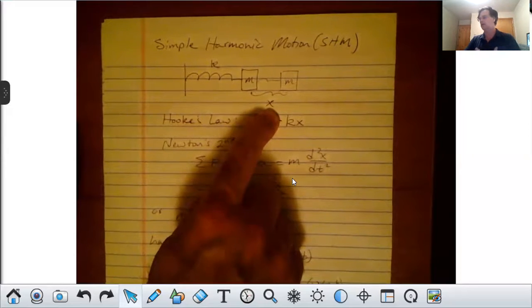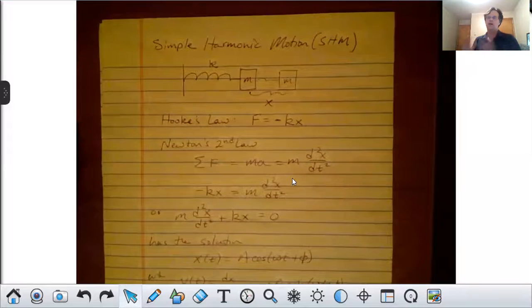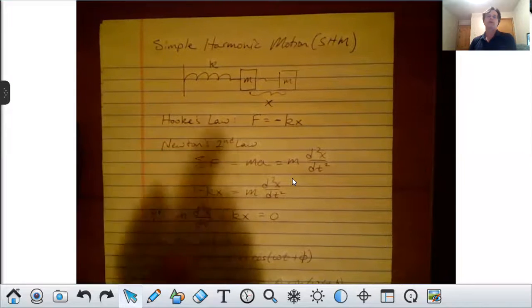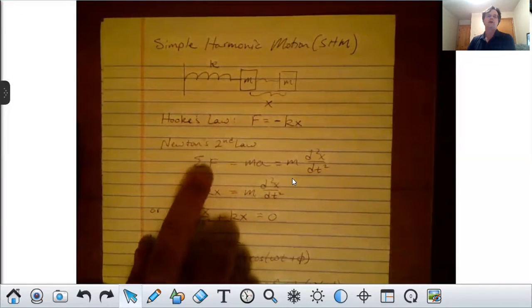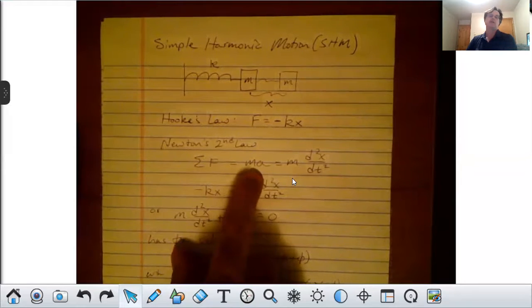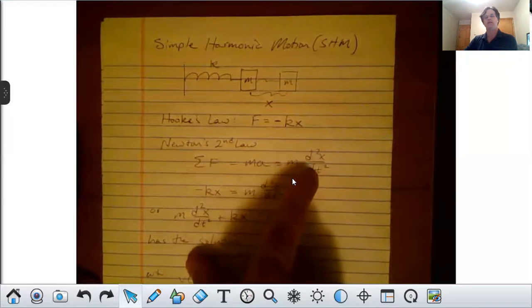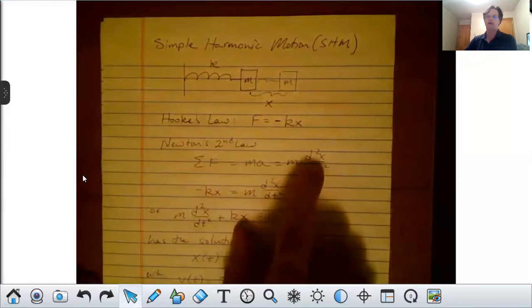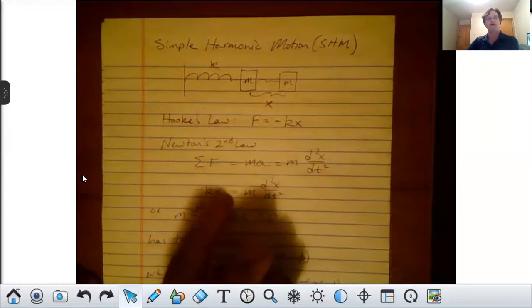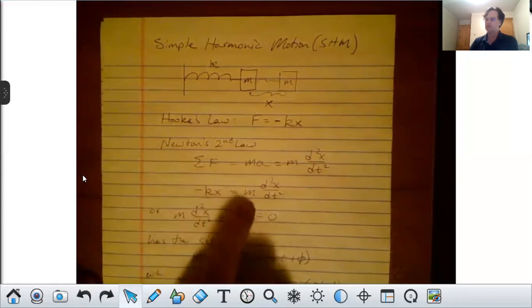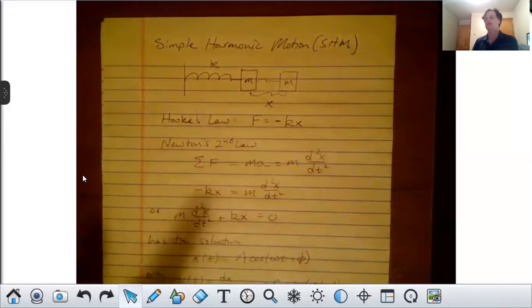So how do we do this? How do we determine x? Anytime we know the forces, we go back to physics 221 and we apply Newton's second law, right? Which says that if I add up the forces on something, it has to equal the mass of that something times its acceleration. Again, acceleration is the second derivative of the position x with respect to time. So I'm just going to plug in our Hooke's law, our force law: negative kx equals m d squared x dt squared, the acceleration.